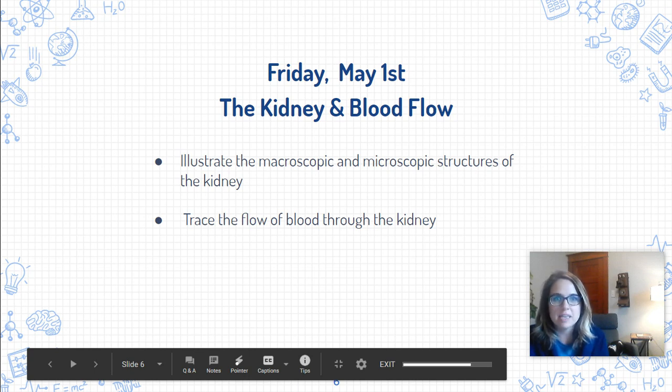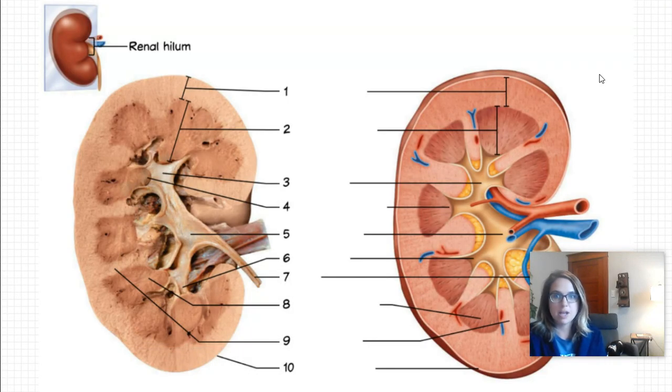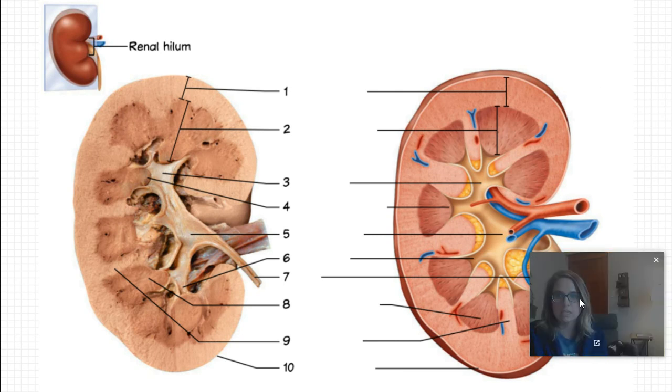We're going to talk about the structures of the kidney today and then blood flow through the kidney. And you're going to want maybe some colored pencils for class today.